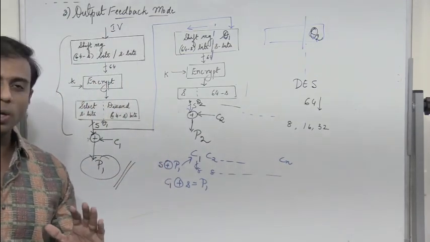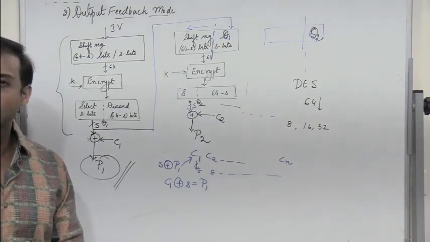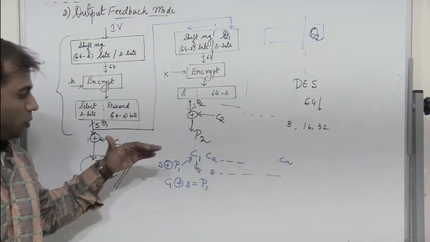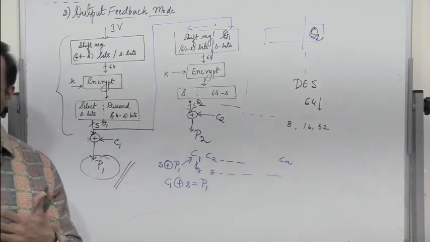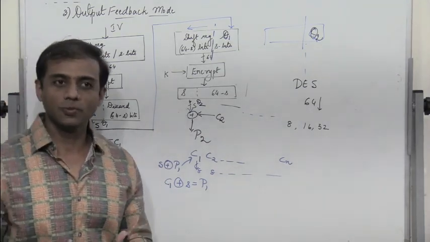So these are some of the ways in which a block cipher can be implemented. We have seen 4 different ways. Depending on the requirement and need, we can choose any one of these 4 methods.